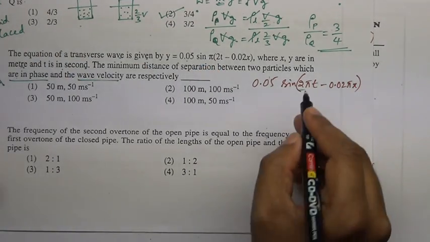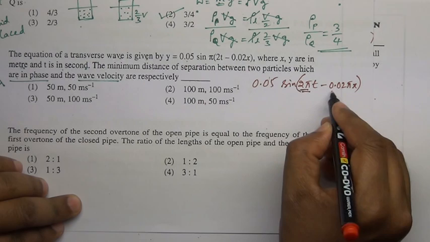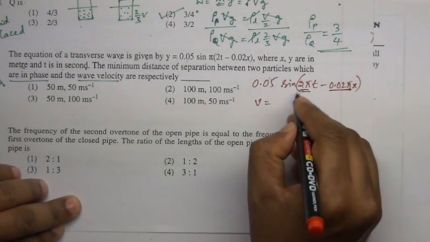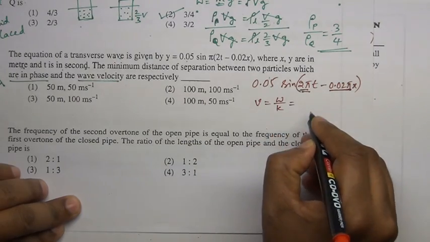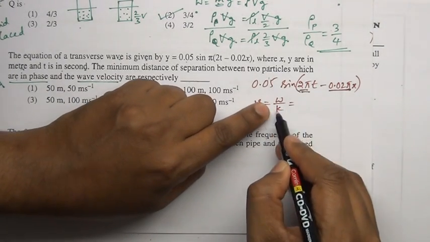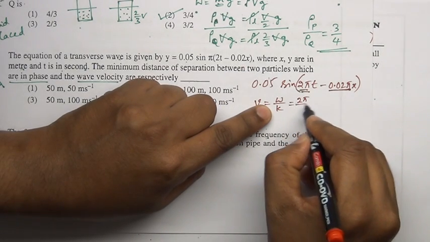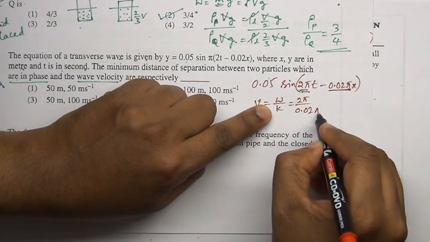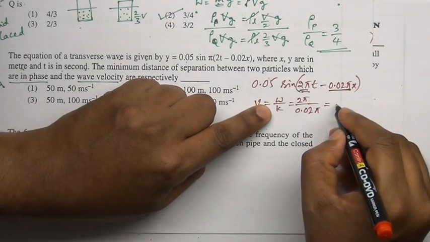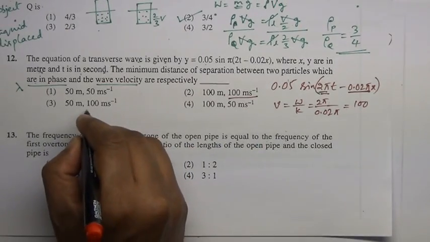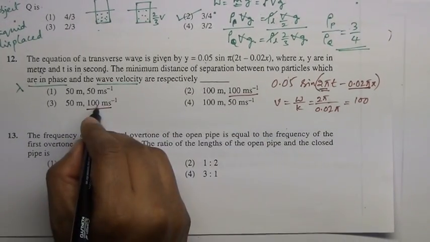This is the equation. 2 pi by 0.02 pi is velocity. So velocity equals omega by k, where omega is the coefficient of time and k is the coefficient of x. Therefore it is 2 pi by 0.02 pi, which turns out to be 100. So velocity is 100 meter per second. Here is 100, 100, so we have to choose between these two.